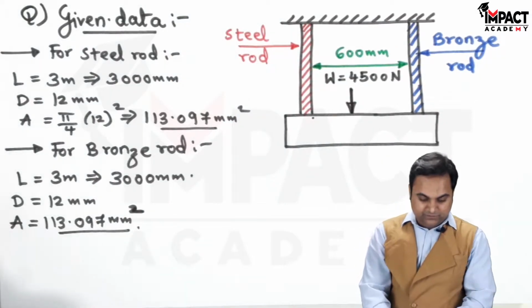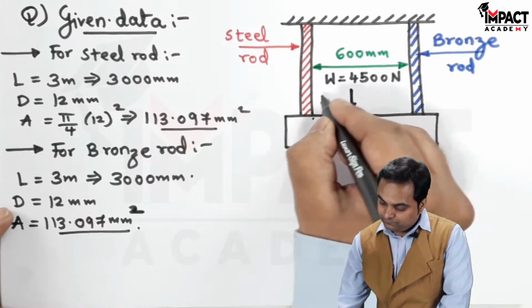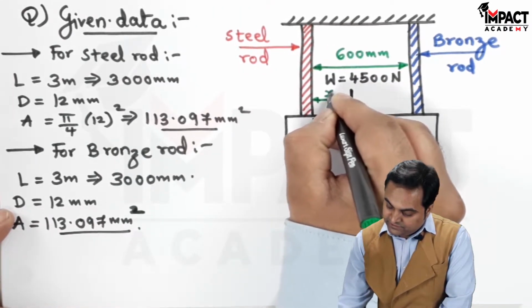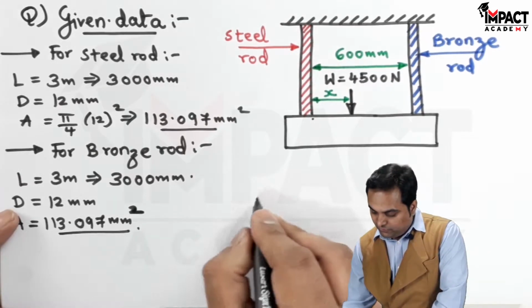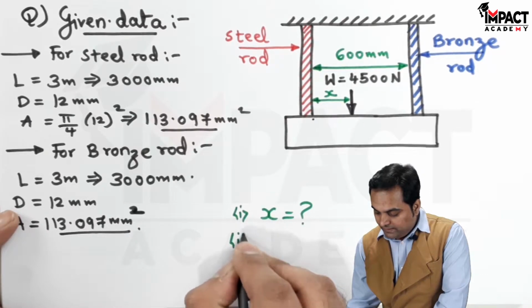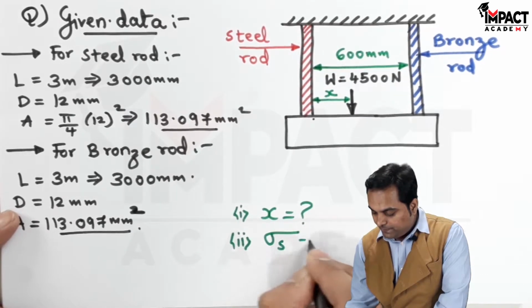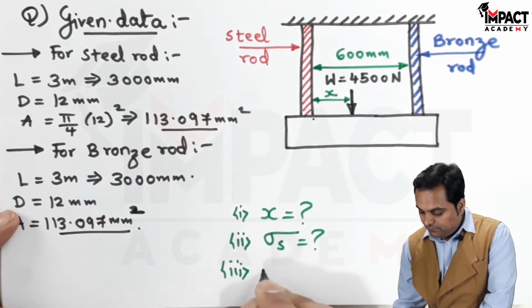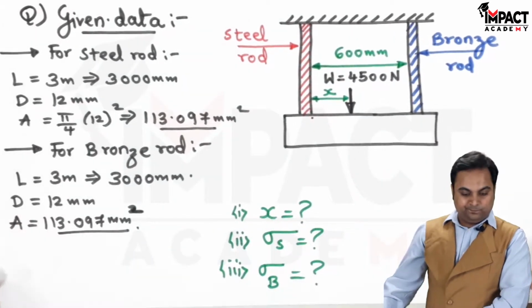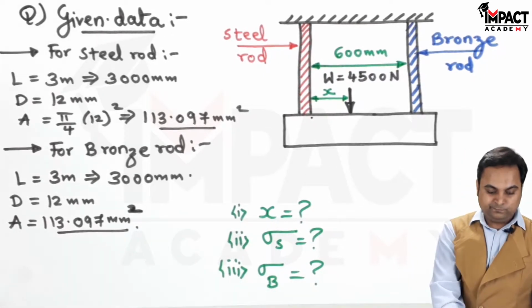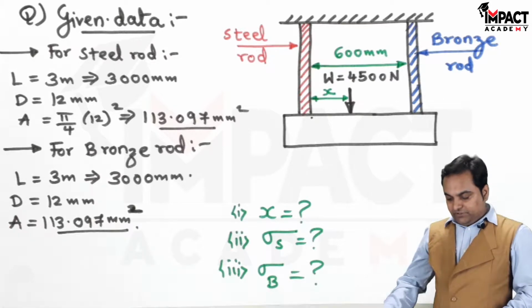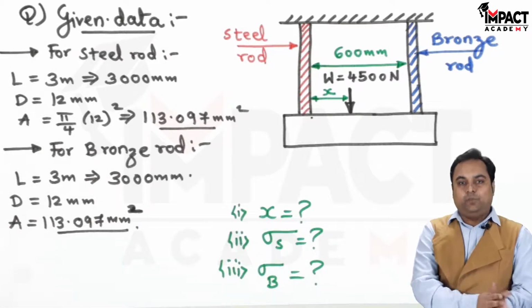So to find the position, from left hand side I'll say that the distance is x, which we have to calculate, the position of the load, and stress in steel rod and bronze rod denoted by sigma suffix b. Now with the data understood, we can solve the problem.